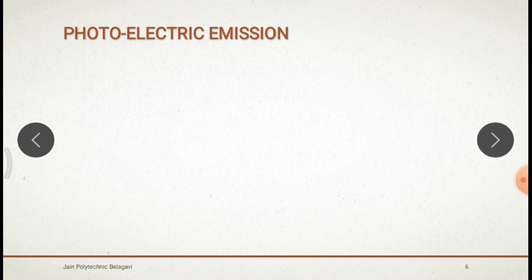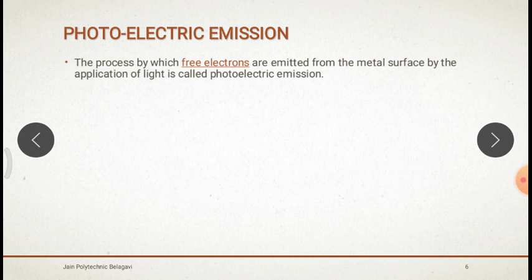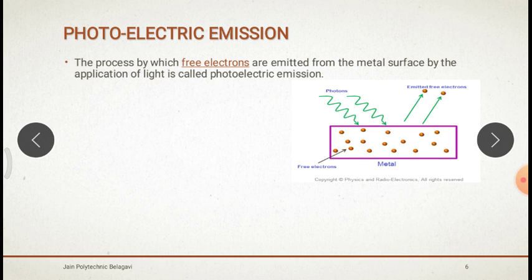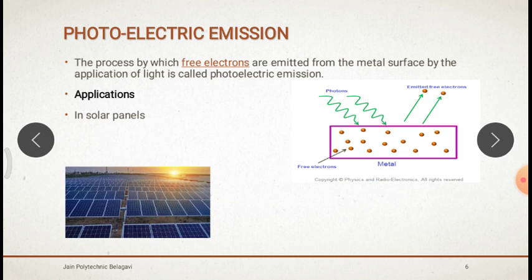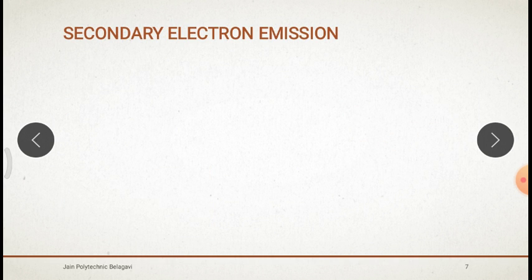Next we'll see about photoelectric emission. Photoelectric emission is nothing but the liberation of electrons, where photo means light. So with light energy, liberation of electrons takes place, which means it is photoelectric emission. The process by which free electrons are emitted from a metal surface by the application of light is called photoelectric emission. See, this is a metal with free electrons, and photons are falling and emitting the free electrons. Applications: in solar panels we are using photoelectric emission, and in photodiodes and phototransistors also.